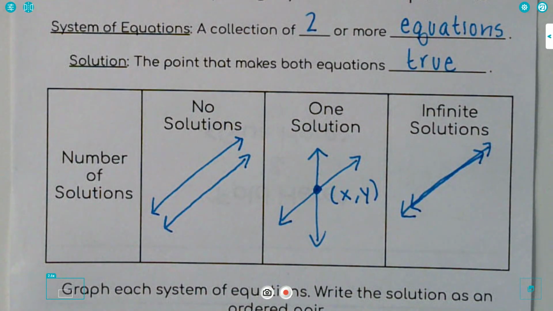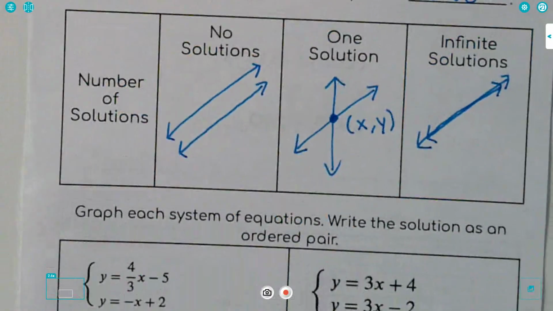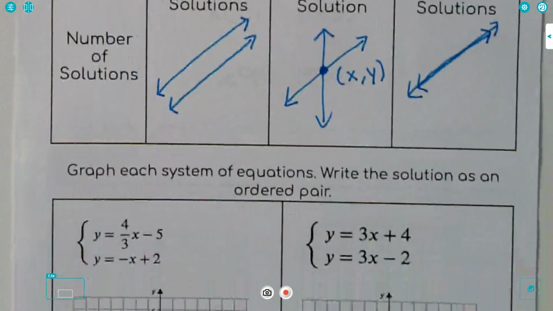For today, we are graphing, and everything is already going to be in slope-intercept form for us. So we're just graphing two lines on the same graph. I told you guys in Unit 2, make your lines go all the way across the graph. This is one of our reasons why.